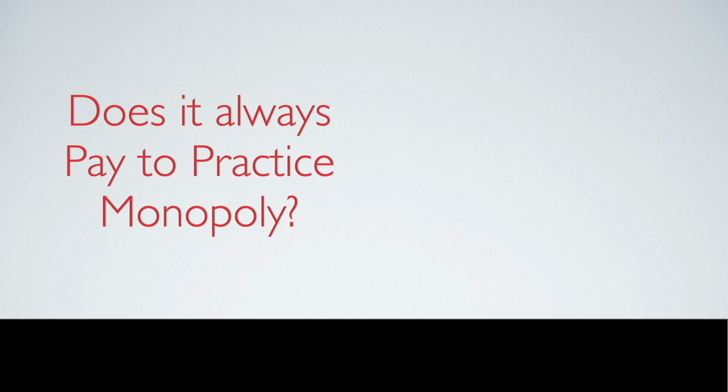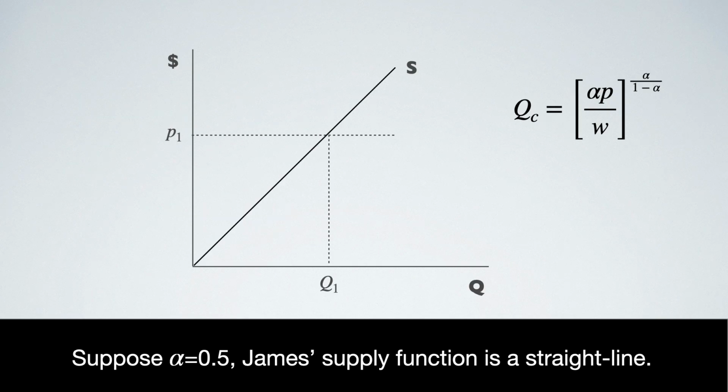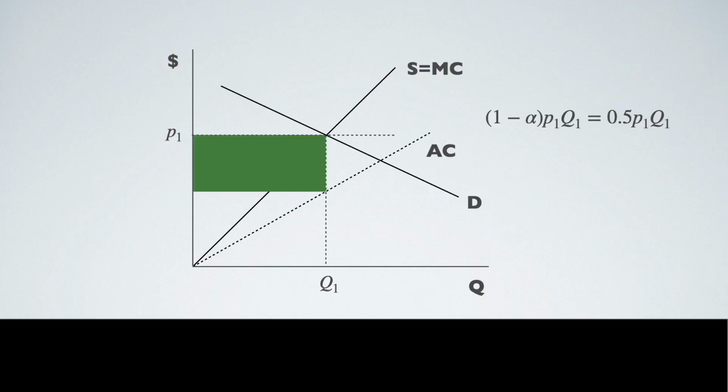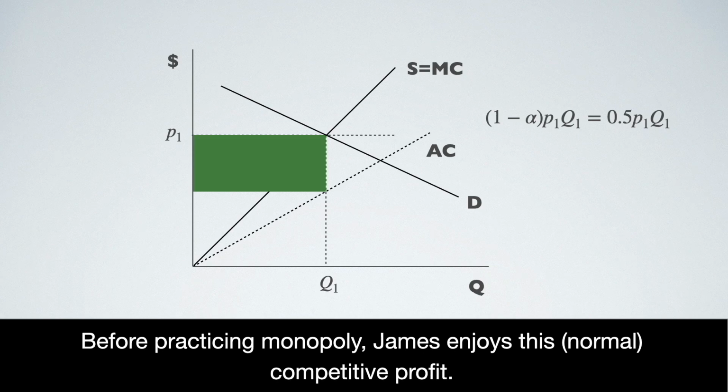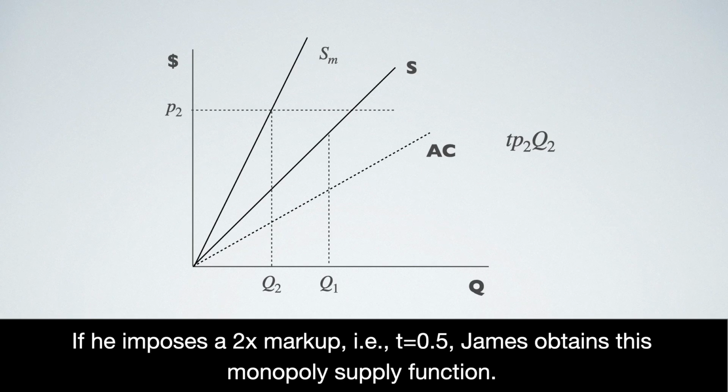Does it always pay to practice monopoly? Suppose alpha equals 0.5. James' supply function is a straight line. Before practicing monopoly, James enjoys this normal competitive profit. If he imposes a 2 times markup, James obtains this monopoly supply function.